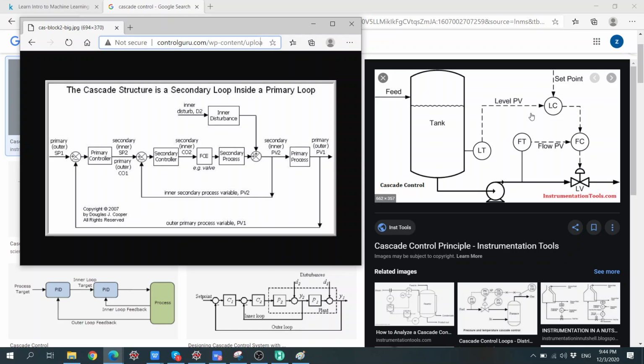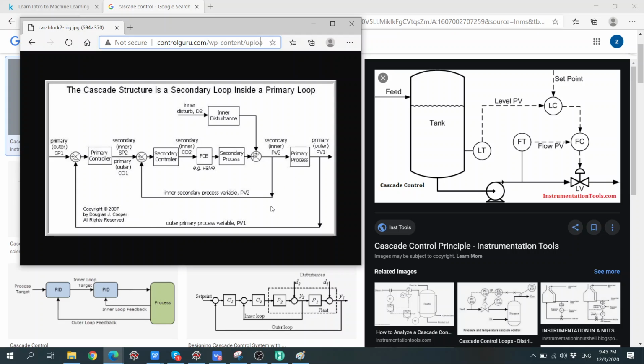Yeah, so this loop is basically the inner loop, or the secondary control, or the slave control, you can say that. This one is then the master control or the primary control, in this case. So we have the small loop and the bigger loop. Okay.